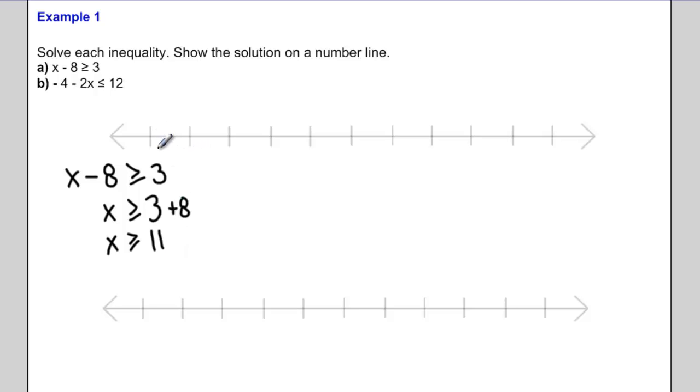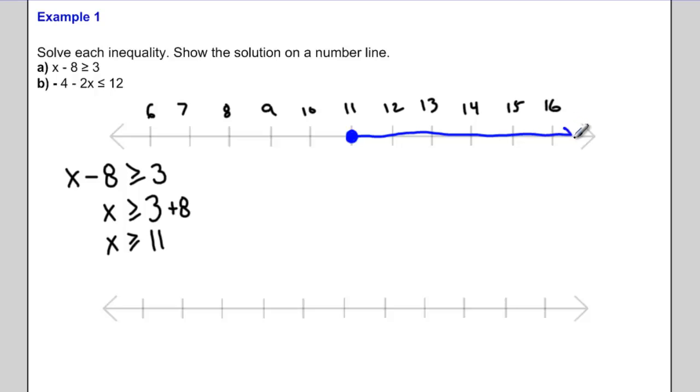And how I show this on a number line is by finding where 11 is on the number line. Since x can be equal to 11, I'll put a dot at 11 and color the dot in, and then draw an arrow on the number line showing the range of solutions. So x could be equal to 11, but it also could be any number above 11, up to positive infinity. So again, we didn't get just one answer, we got a range of answers.